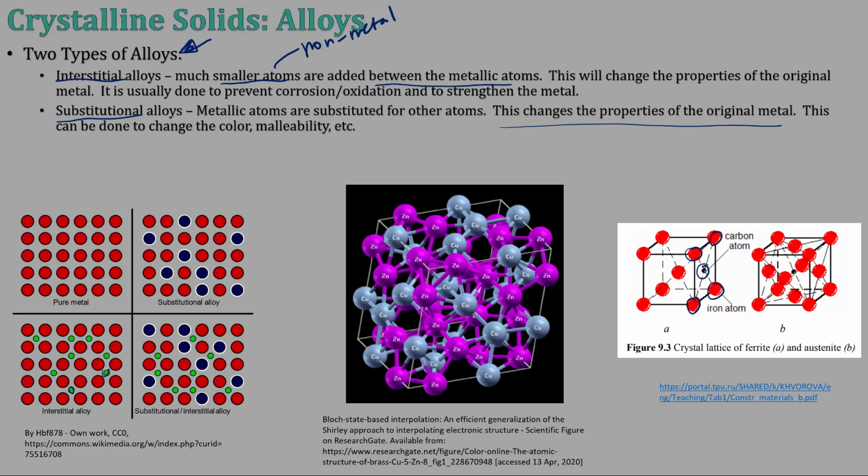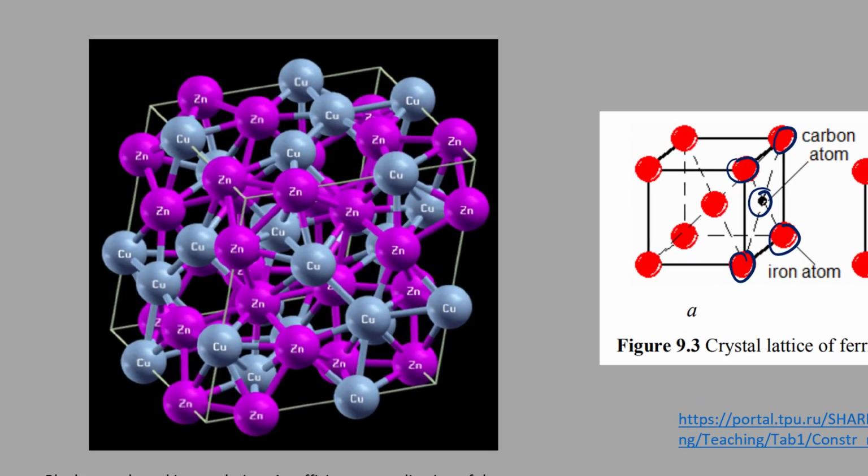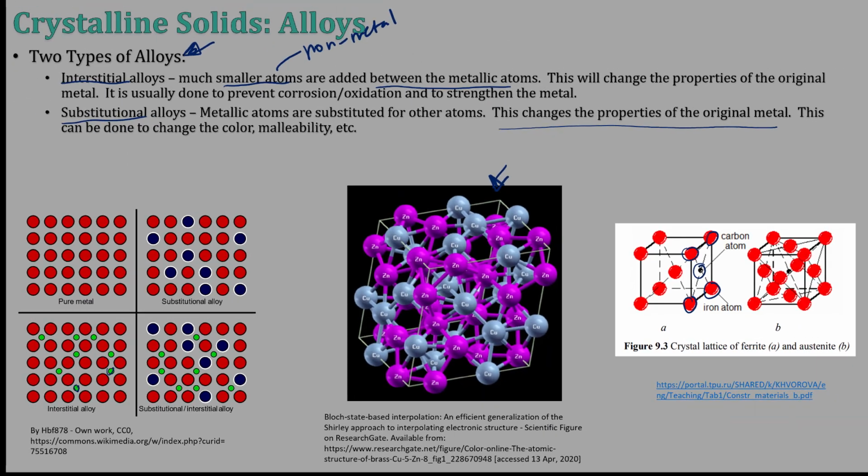One that you probably are more familiar with is brass. So brass is a substitutional alloy where they take zinc and copper and they mix it together, and it looks like this. So what would have been all copper atoms now has a bunch of zinc thrown in, and it's just to change the malleability of that metal, so it can be manipulated in a different way. And then you can also mix those 2 together to make it even stronger.